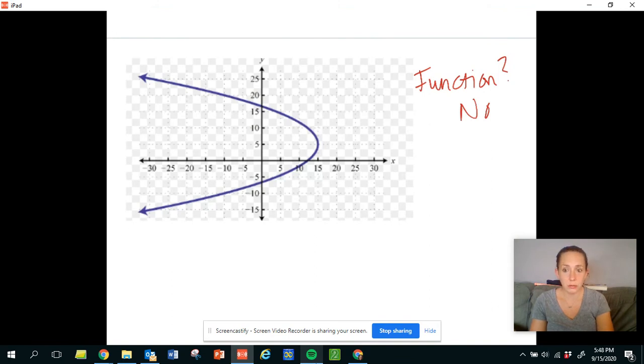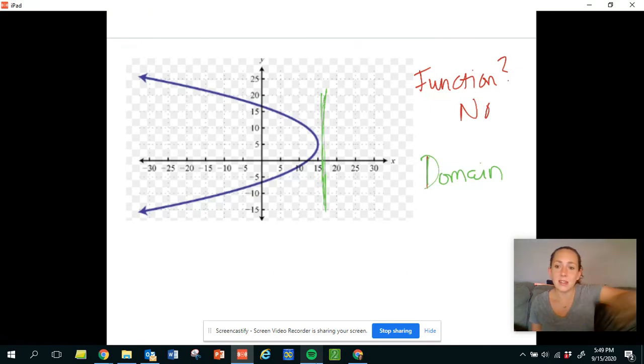So, domain. X's. So we have to look at what's happening here. We're looking at the x-axis, and if you notice, it does not ever go past 15. Since everything's to the left of it, that means all the x's are smaller than 15. So in this case, x is less than or equal to 15, because there are no open circles.